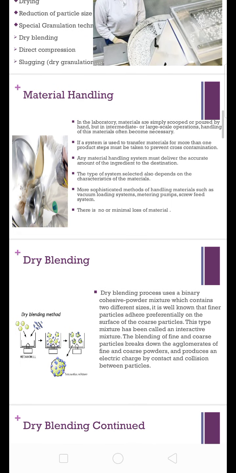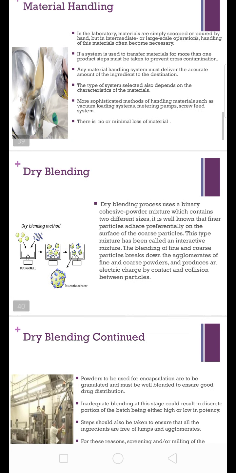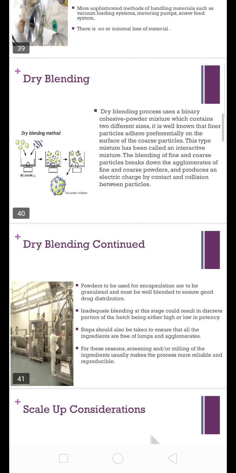More sophisticated methods of handling material, such as a vacuum loading system, you can use for proper filling, and for liquids you can use metering pumps, and for solids you can use a screw fed system, which will be conveying the material via screw fed technique. There is no or minimum loss of material if we carry it out by proper technique. Now second is dry blending.